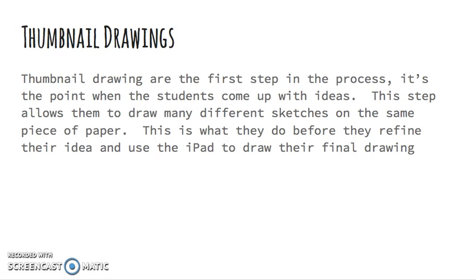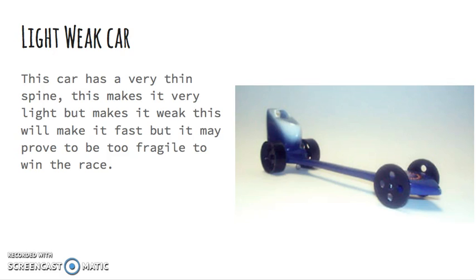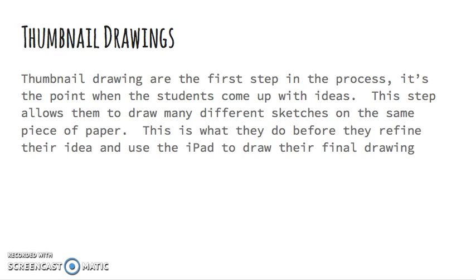For example, you might have many cars that look like this. Cars that are skinny in the middle, bigger in the back. Just because that's what they saw, that might be the way they go with it. So what we're going to do is thumbnail drawings and make each student come up with 10 different ideas. Once you have 10 ideas, then you can go on from that.